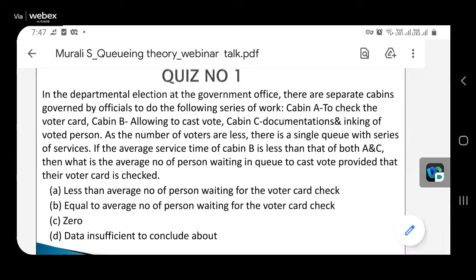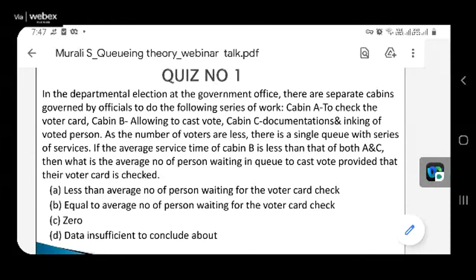I think at least you can respond to this in the chat box. Will it become MM1? Obviously not, because MM1 means only one server. Here it's not one server. You have three servers: cabin 1, cabin 2, cabin 3. But individually, it is considered one server, because until and unless your voter ID is checked, you will not be allowed to cast your vote. And until and unless your vote is cast, you will not be marked with the ink. Correct. So this is how it takes place. Okay, I have explained that pattern also.